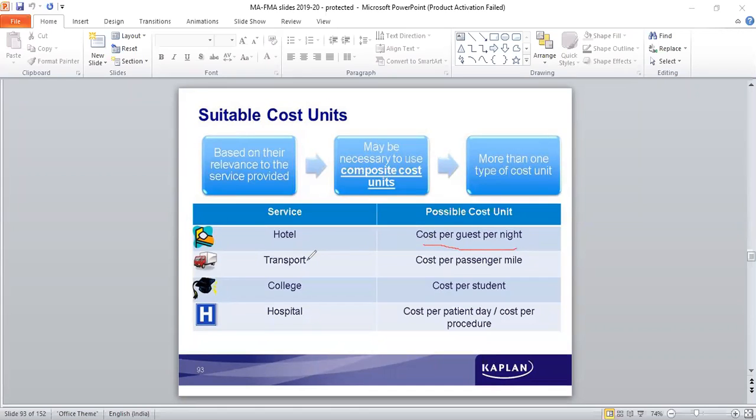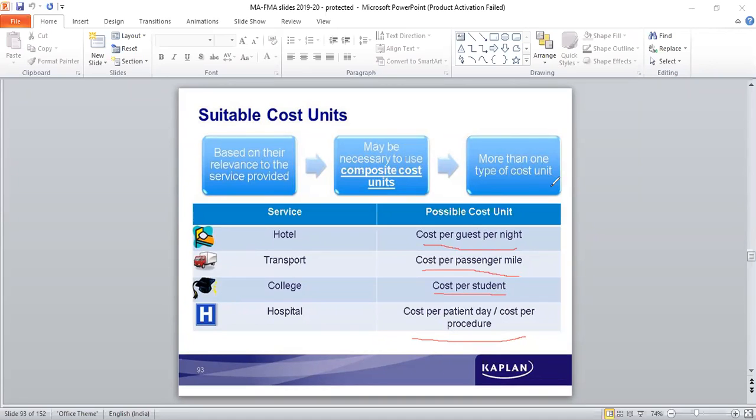If it is transport, cost per passenger per mile. Cost of transporting one passenger for 1 mile, what is cost per unit? College or education, what is cost per student? Hospital, cost per patient or cost per procedure. So we see that more than one type of cost unit is available.